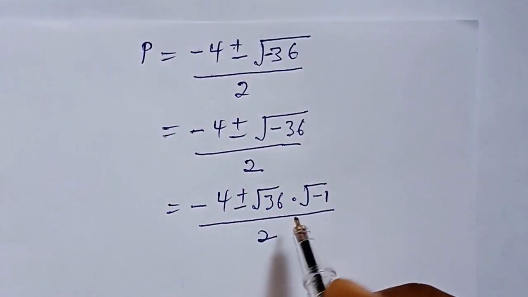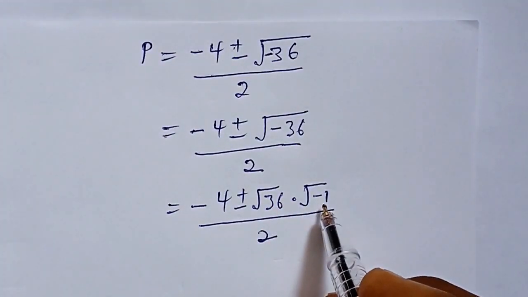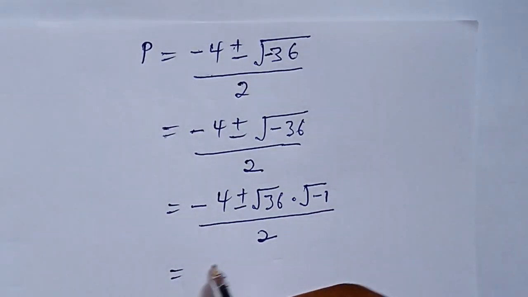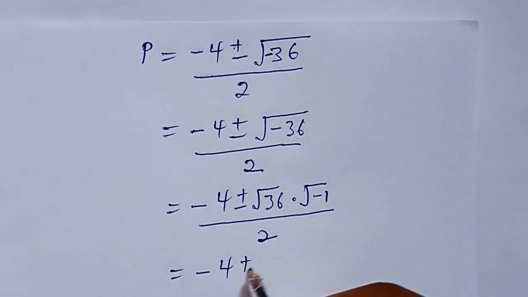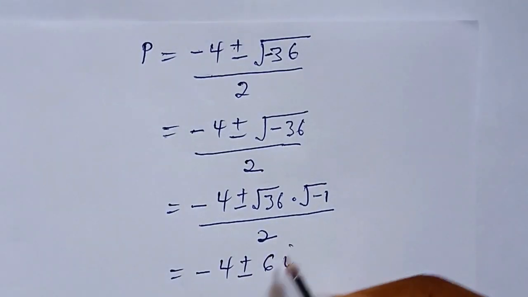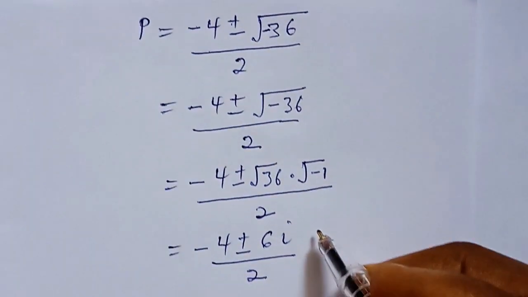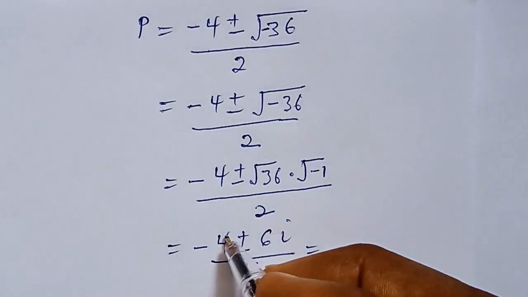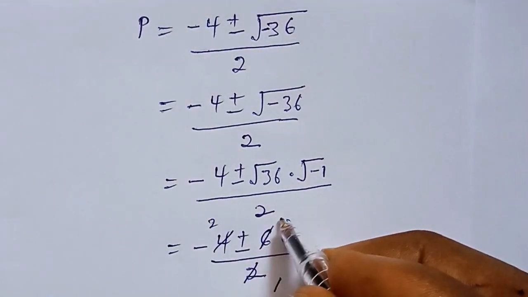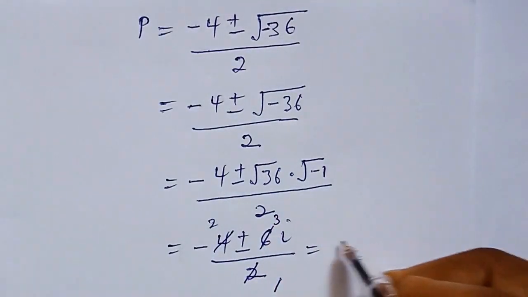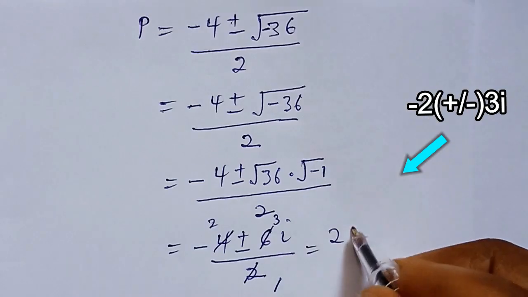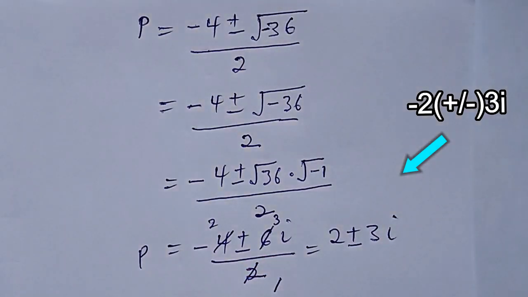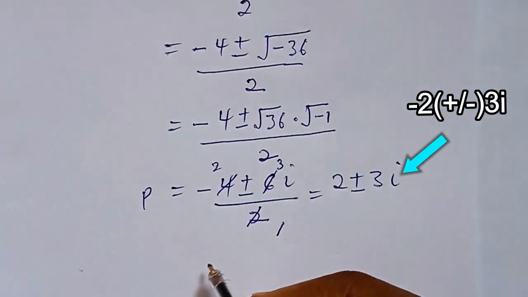So the square root of 36 will be given as 6, and the square root of minus 1 will be equal to i. So that will be equal to minus 4 plus or minus 6i over 2. If we divide by 2 here, 2 in 4 is 2, and 2 in 6 we have 3. So that will be equal to minus 2 plus or minus 3i, which is the value of p. And we are not done yet, so we need to find the value of x.